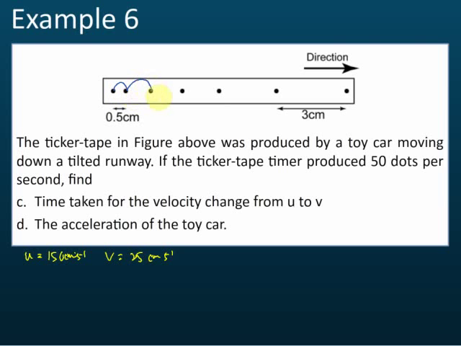1, 2, 3, 4, 5, 6. Six ticks, 6 times 0.02, so it's 0.12 seconds. Now this is not correct. That is not how we find the time from u to v. To find the time from u to v, first you must know where your u and v are.